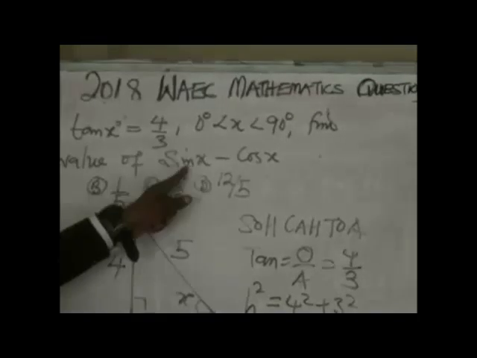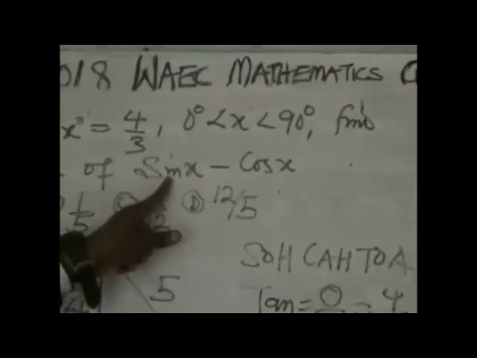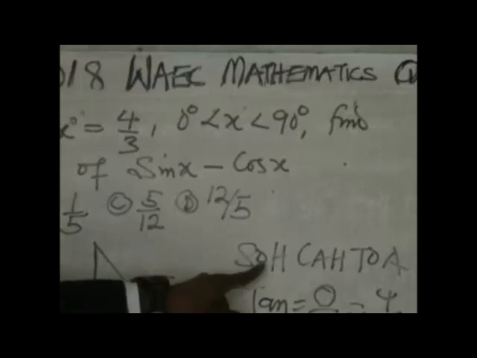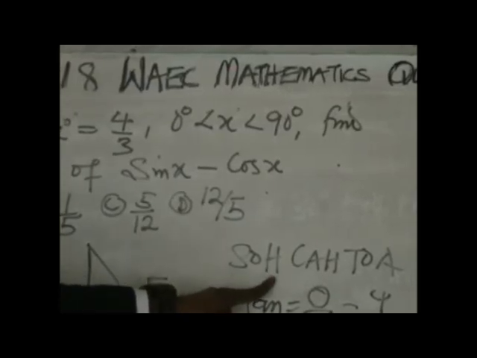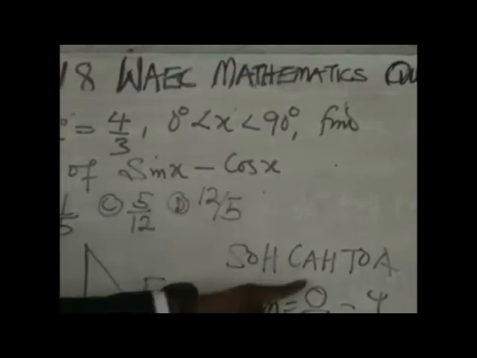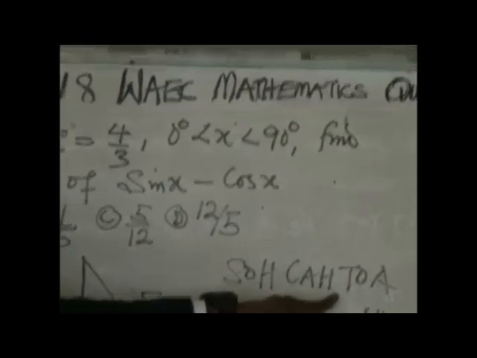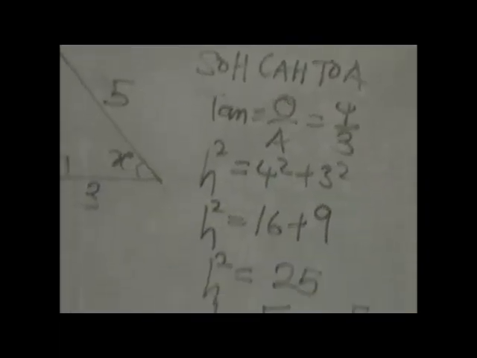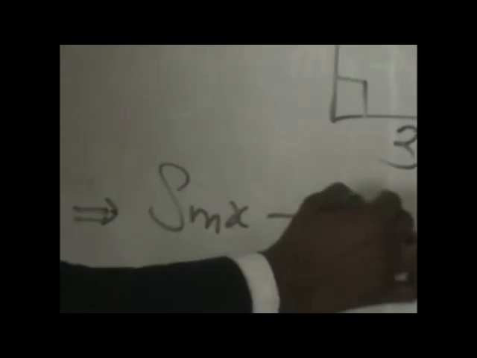In evaluating sin x minus cos x, look at sin x. Sin is SOH, so it is opposite over hypotenuse. Now look at cos. Cos is adjacent over hypotenuse. So we are going to consider all this in bringing out our parameters. So let's come this way in order for us to find sin x minus cos x.